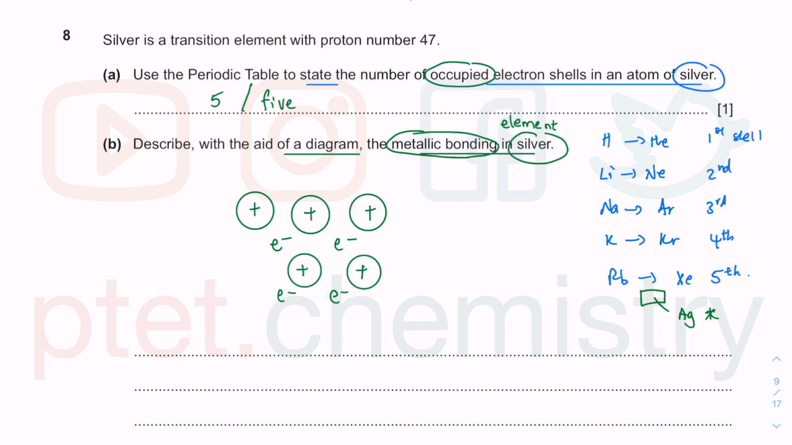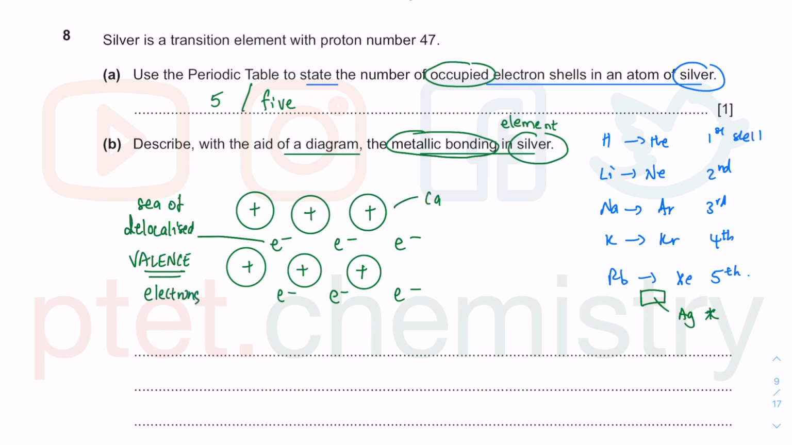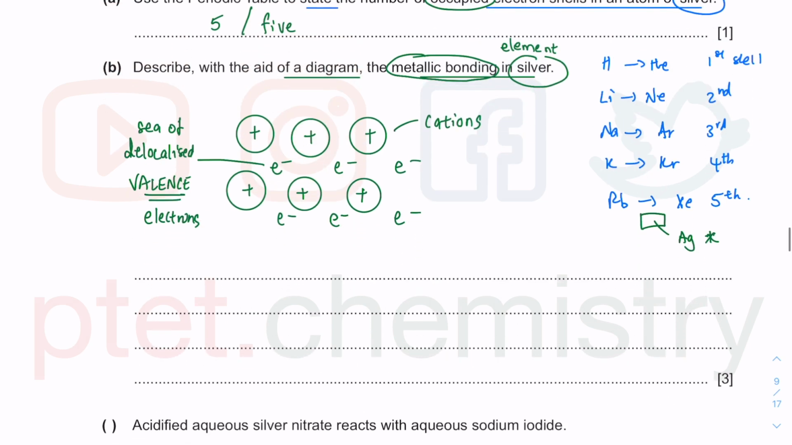Let me just draw this to be a bit more representative. All right, so what happened is I have to label. This is a sea of delocalized. Make sure you know these are just valence electrons. They are not all your electrons. And these are your cations. So you do not have anions, but you have something which is negatively charged as a result of the metal delocalizing its valence electrons.